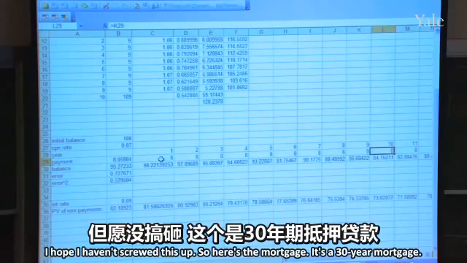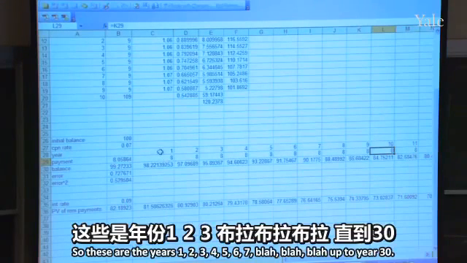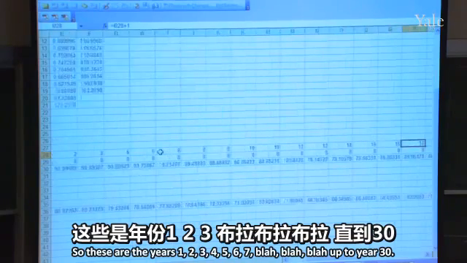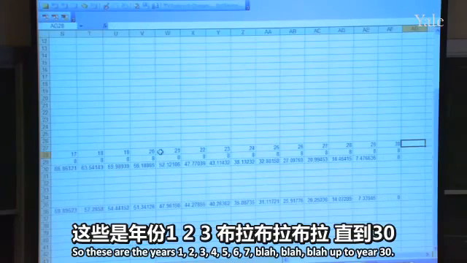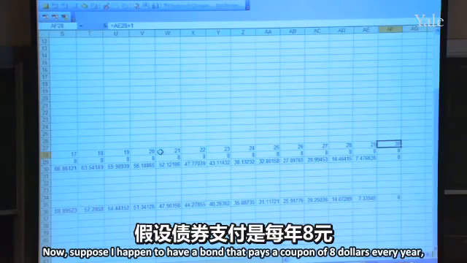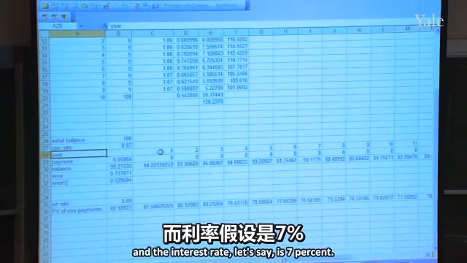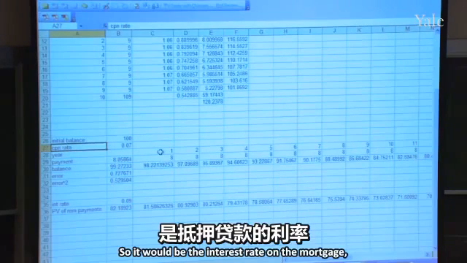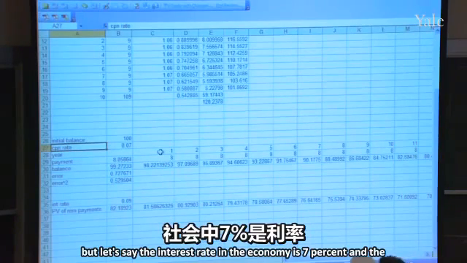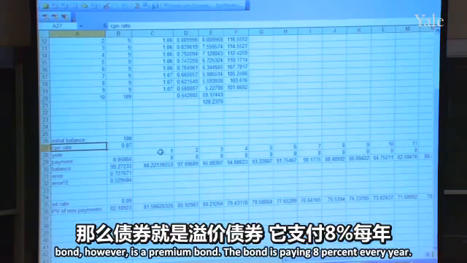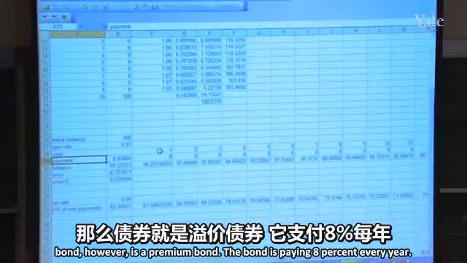So here's the mortgage. It's a 30-year mortgage. So these are the years 1, 2, 3, 4, 5, 6, 7, and so on, up to year 30. Now suppose I happen to have a bond that pays a coupon of $8 every year. And the interest rate, let's say, is 7%. It will be the interest rate on the mortgage, but let's say the interest rate in the economy is 7%. And the bond, however, is a premium bond. The bond is paying 8% every year.